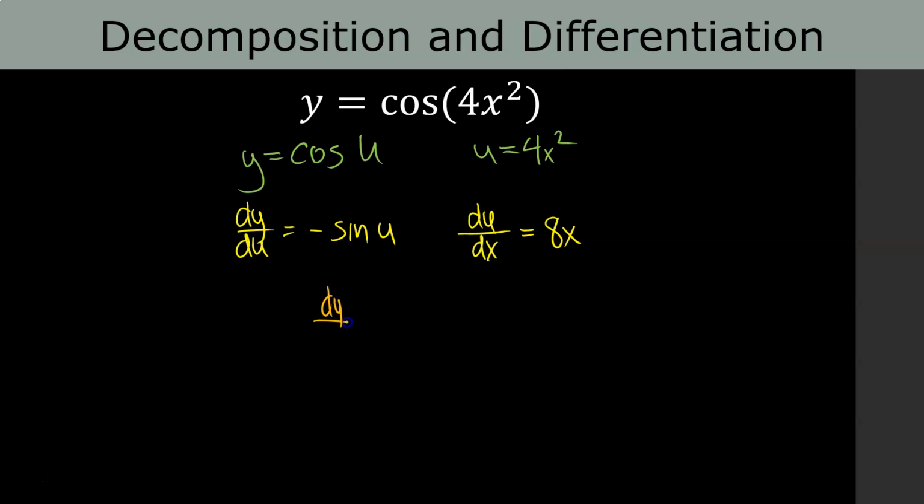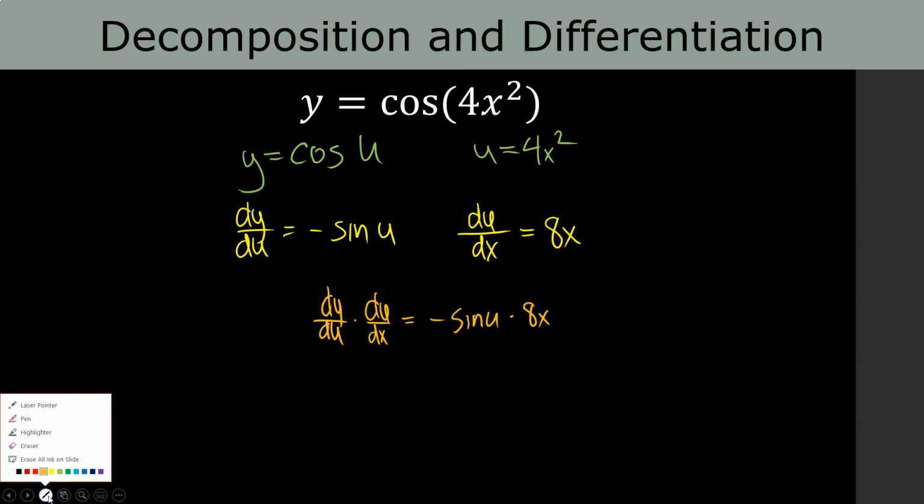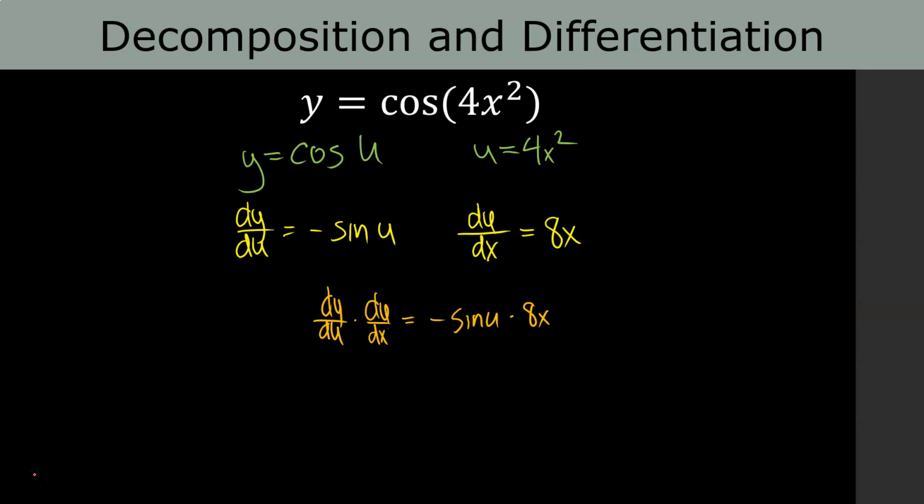So dy du multiplied by du dx is dy du, negative sine of u, multiplied by du dx. And that doesn't look like a great derivative of cosine of 4x squared. We expect the derivative of cosine of 4x squared to only have x's in it. So we'll replace the u inside of the sine with what u is equal to, 4x squared, and leave everything else the same.